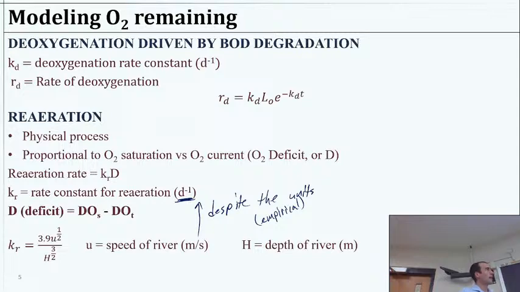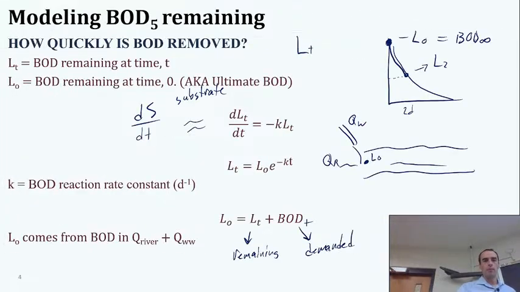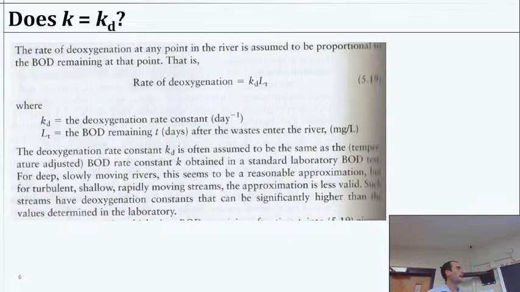So then we can take the rate now that we have for deoxygenation and the rate we have for reaeration and solve that to find our dissolved oxygen, or at least our deficit perhaps. Might be easier to work with deficit at first. Our deficit as a function of how far we've gone downstream. But first, we were talking about K for the BOD reaction rate constant, K with no subscript. And then we went on to KD, and I didn't really mention any difference there. So let's take a look at what the book says about that. So turns out we can usually treat them the same.